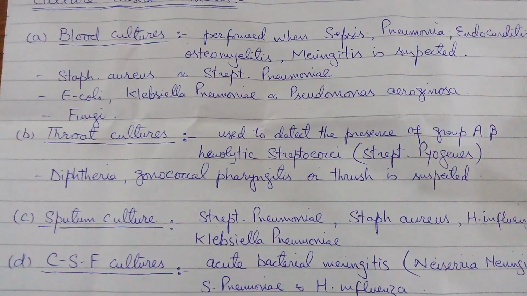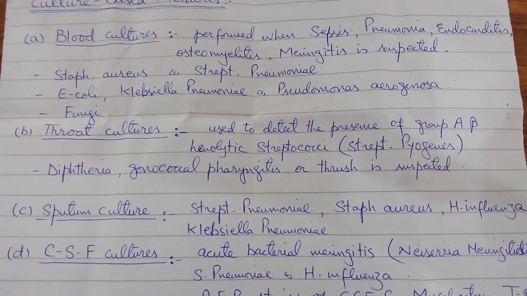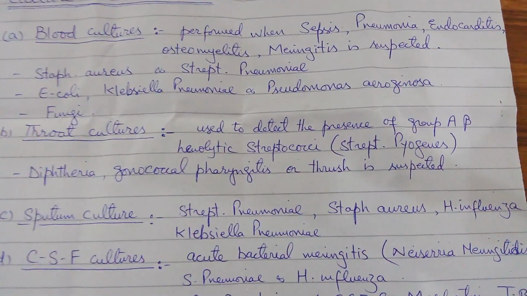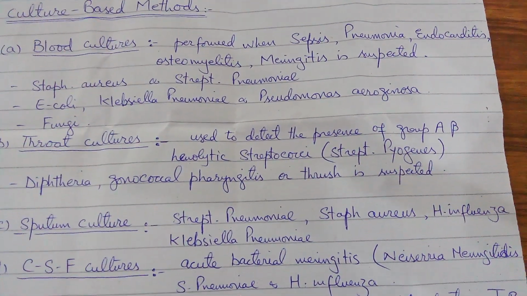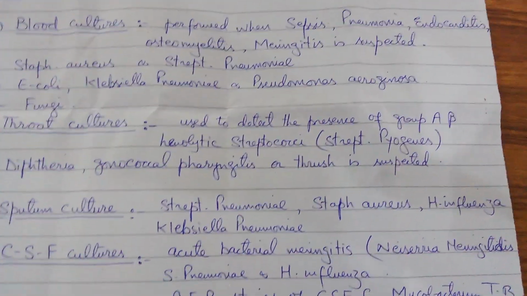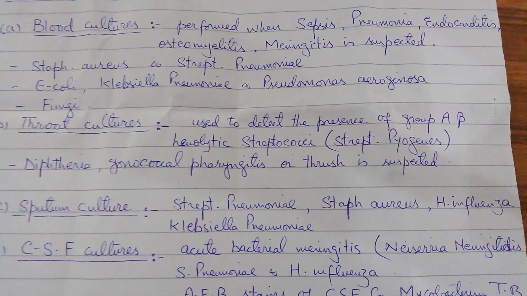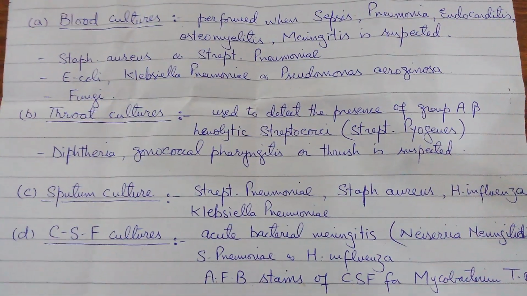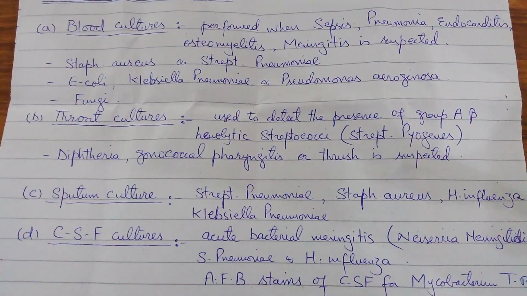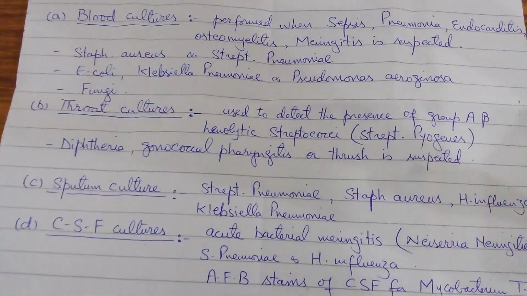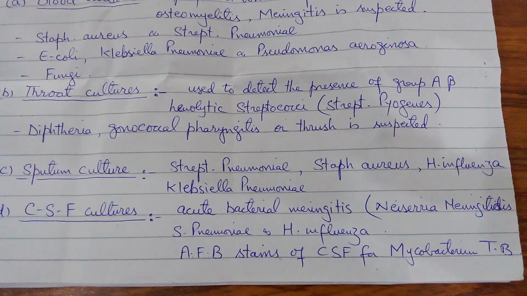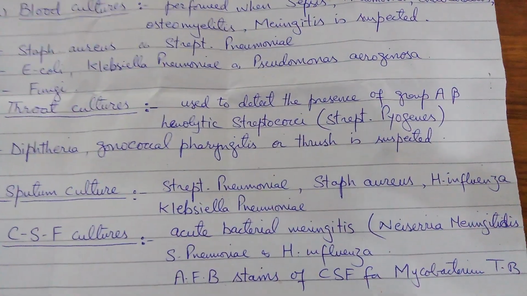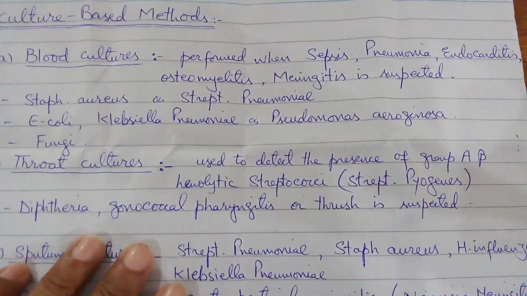Students, next culture is sputum culture. The culture of respiratory secretions, that is sputum, helps to diagnose infections caused by Streptococcus pneumoniae, Staph aureus, H. influenzae and Klebsiella pneumoniae bacteria. Next culture technique is CSF culture. CSF culture is very helpful in cases of acute bacterial meningitis, where we can isolate Neisseria meningitidis bacteria.